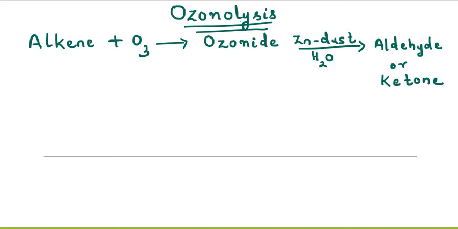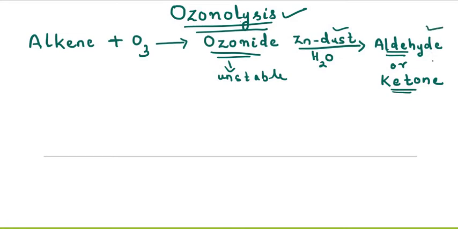Hello students, today we will be discussing oxidation with ozone, or we can say ozonolysis. Now what is ozonolysis? The alkene reacts with ozone to form what? Ozonoid. These ozonoids are very unstable and they are explosive compounds. These ozonoids on reduction with zinc dust and water give either an aldehyde or a ketone.